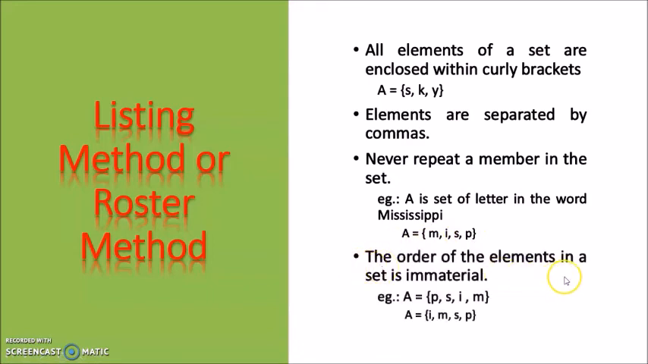The order of the elements in a set is immaterial. It doesn't matter how you write the elements. A is equal to P, S, I, M, or I, M, S, P, or M, S, P, I, doesn't matter. You can write the order anyhow.